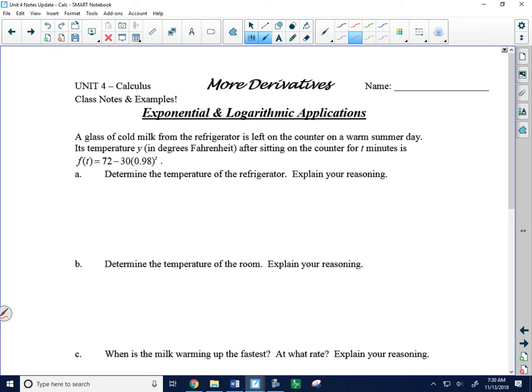Okay, so let's look at two applications of exponential and log derivatives. Each of these questions on pages 12 and 13 has several parts. Not every part is going to be using a derivative rate of change, but overall it's a good question that involves some calculus. So here's the scenario.